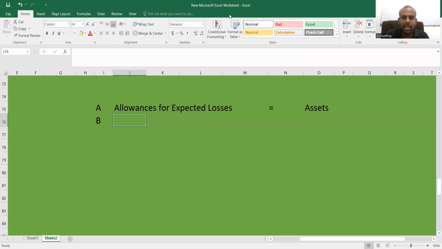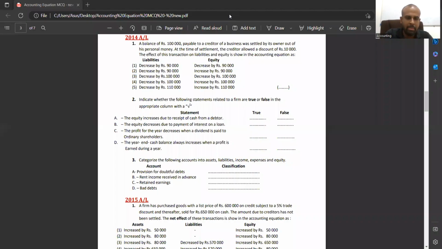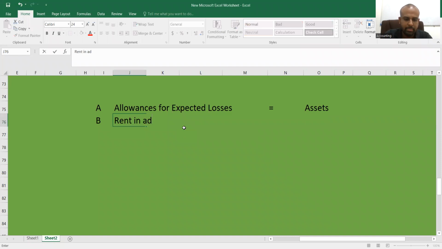Rent income received in advance. Could you tell me how you consider that? Very good. Income received in advance, you always consider as a liability. Keep it in your mind: any income you receive in advance, you need to consider as a liability. Income in advance is a liability. Good.